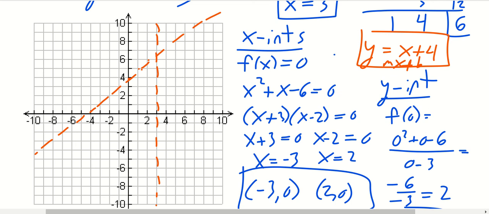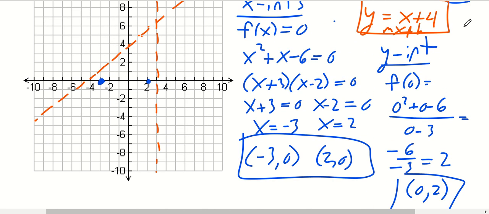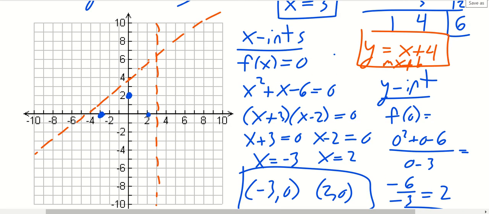Let's now plot our points. We have the intercept at negative 3, 0. We have 2, 0. And we also have a y-intercept of 0, 2. Like this. We know that the graph has to follow the asymptote, so it's going to follow this slanted line as we approach infinity, has to curve, and it has to follow this vertical asymptote like this. So we have part of the graph.